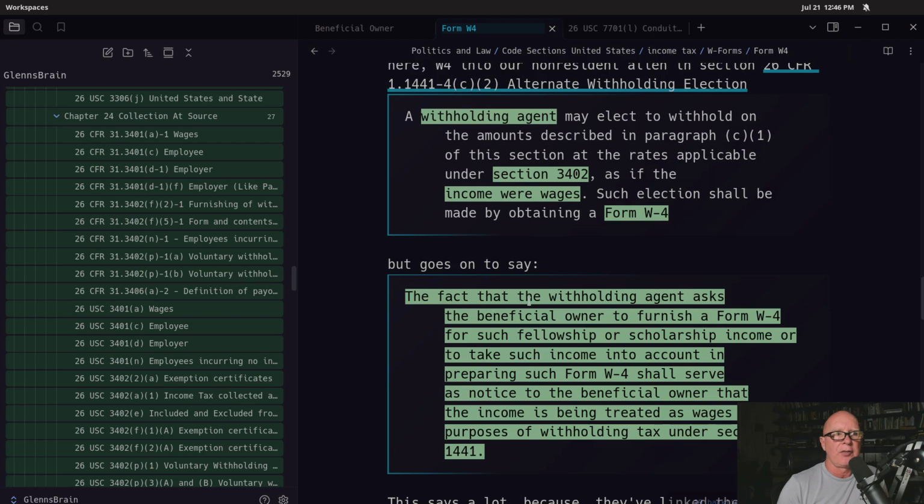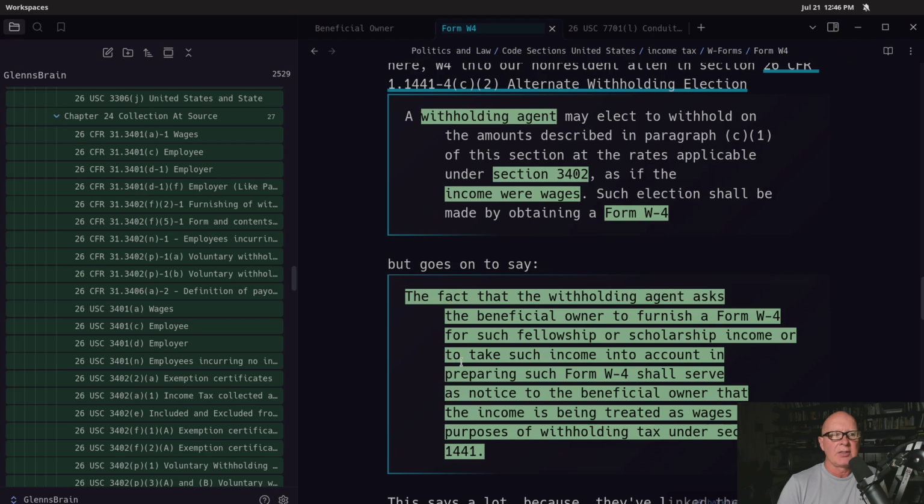It goes on to say the fact that the withholding agent asks, so all they've got to do is ask you, the beneficial owner, to furnish a W-4. Well, if you remember from the beneficial owner section, I was talking about the fact that they kind of tie the W-4 and the beneficial owner together. They're basically the same thing. And so this proves that the employee that we were kind of talking about has the additional constraint of being what's known as a beneficial owner. And you can go back and watch that video if you want to see what a beneficial owner is. So all they have to do is ask you to do this.